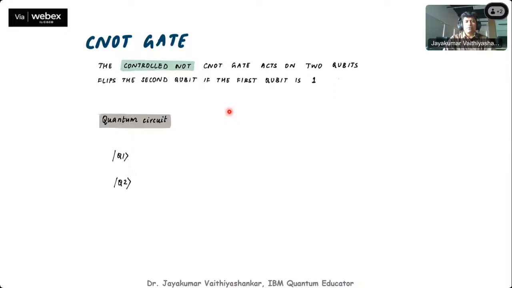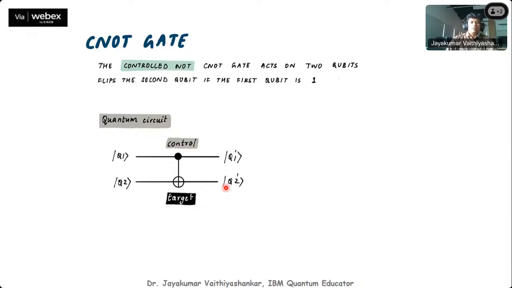Take the example of the CNOT gate, the controlled-NOT gate, which acts on 2 qubits. The X gate, Y gate and Z gate are single qubit gates, whereas the CNOT gate is a 2 qubit gate. It will flip the second qubit if the first qubit is 1. Try to understand the CNOT gate, which is very important. We have 2 qubits: Q1 will act like the control and Q2 will act like the target.